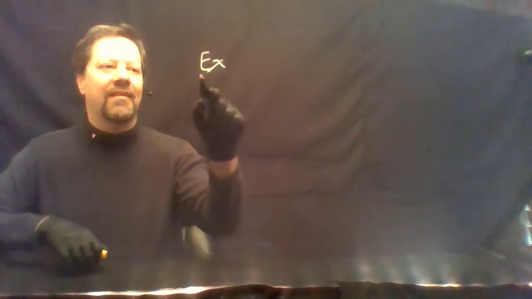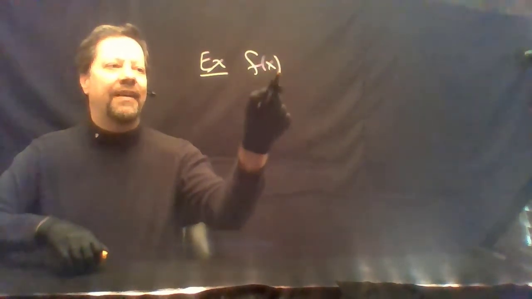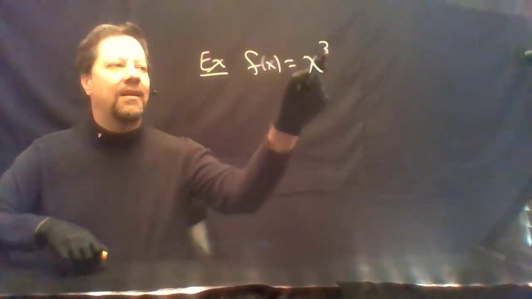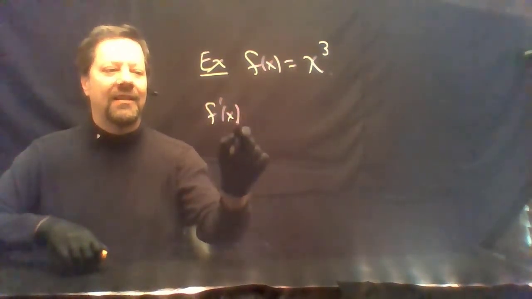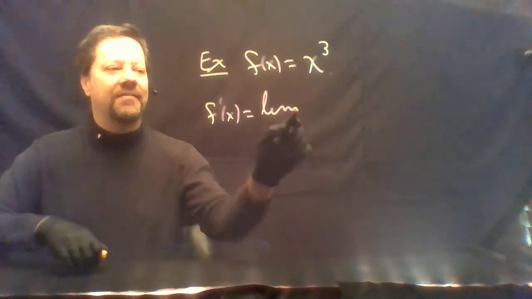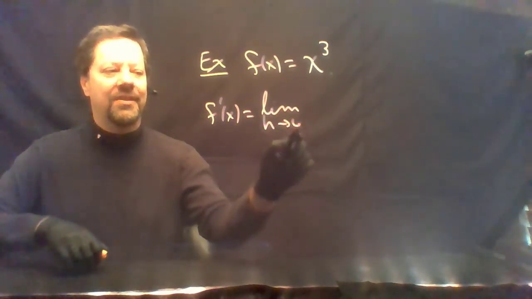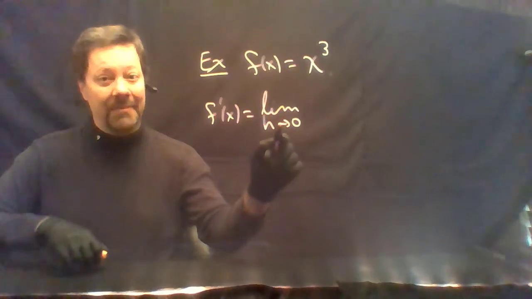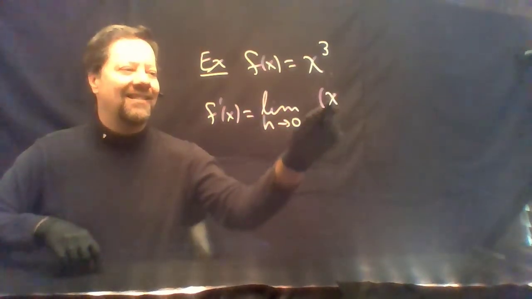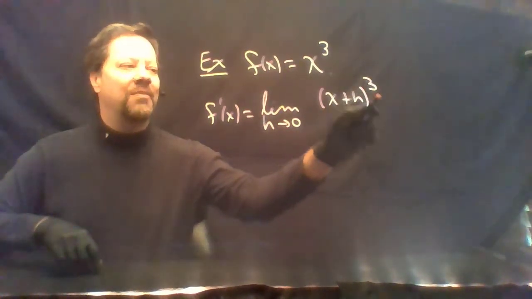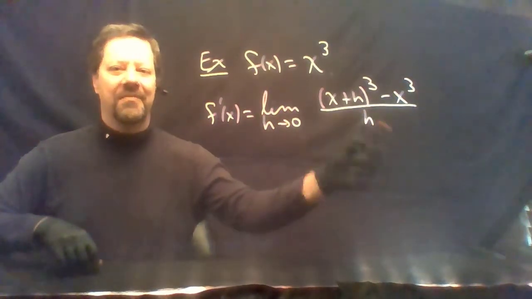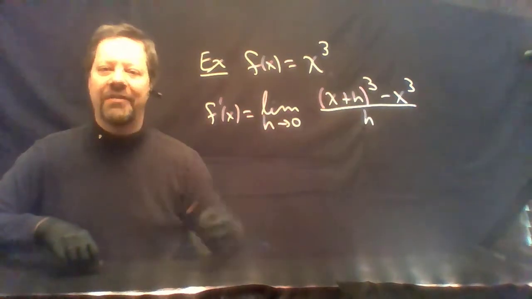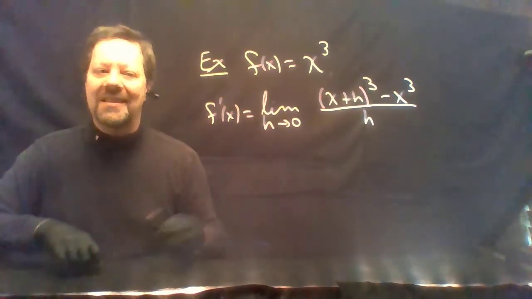Let's try this one more time. Suppose f of x equals x cubed. f prime of x will be the limit as h goes to 0. Don't forget my limit. (x plus h) cubed minus x cubed over h. We need to FOIL out this perfect cube. We can use Pascal's triangle for that.